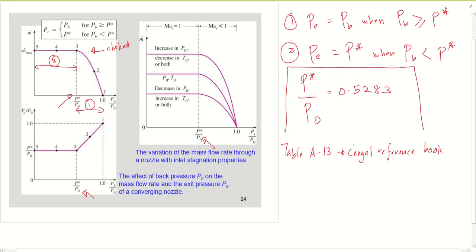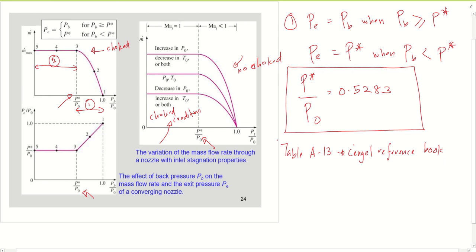This pressure ratio is really important in order to set the exit pressure, or back pressure. If the back pressure is higher than this ratio 0.5283, in this region there is no choke condition. In this region it is choked. At this region the pressure, temperature, and density are equal to the critical condition.